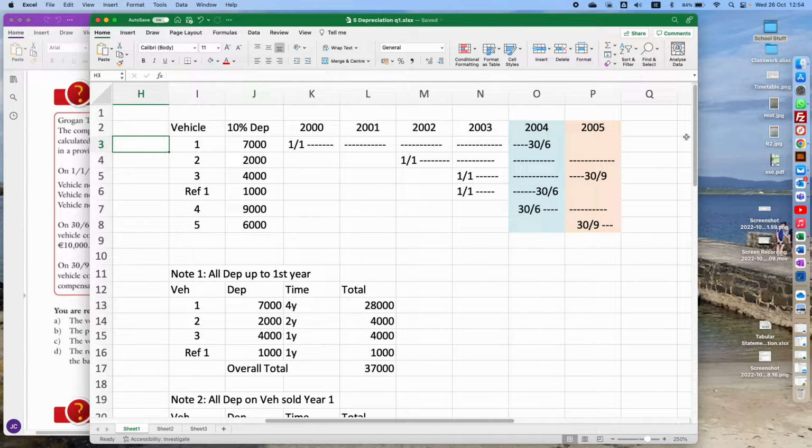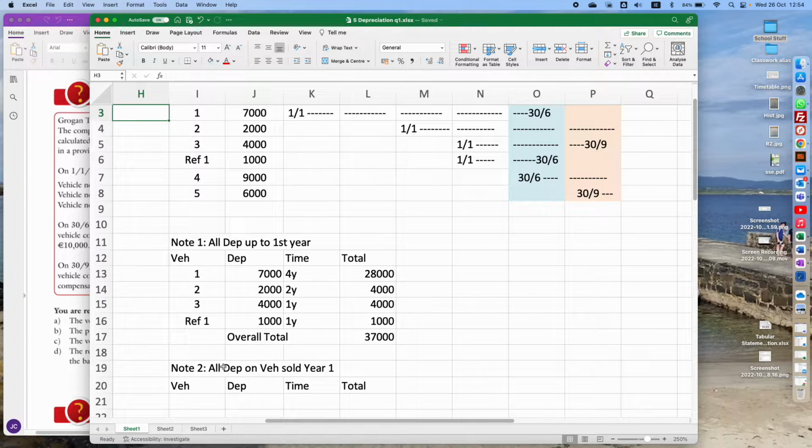Okay. What I'm trying to work out here is all the depreciation on the vehicle I sold during year one. The vehicle I sold during year one is this one. So it's the line, 4.5 is the life I've had it, times 7 grand, plus 1.5 times 1 grand. So add those two together. That's all the depreciation on the things I got rid of.